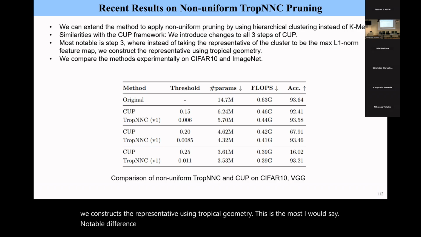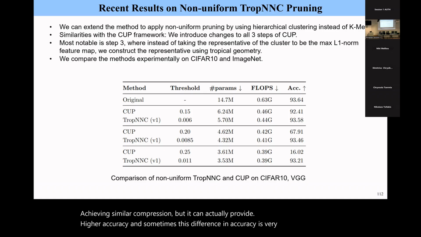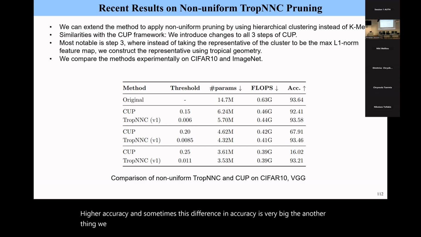And when we compare it on ImageNet and the CIFAR database, we see a difference. The tropical neural network compression method, compared with the state-of-the-art method CUP, achieves similar compression, but it can actually provide higher accuracy, and sometimes this difference in accuracy is very big. Another thing we observe, all this in VGG.